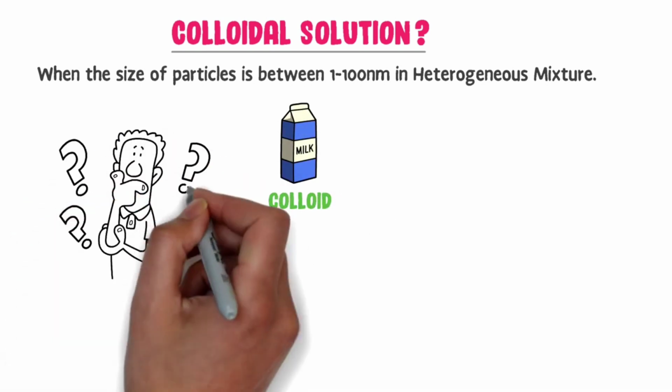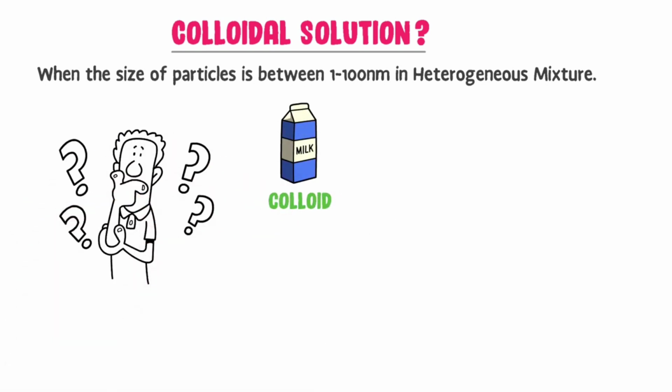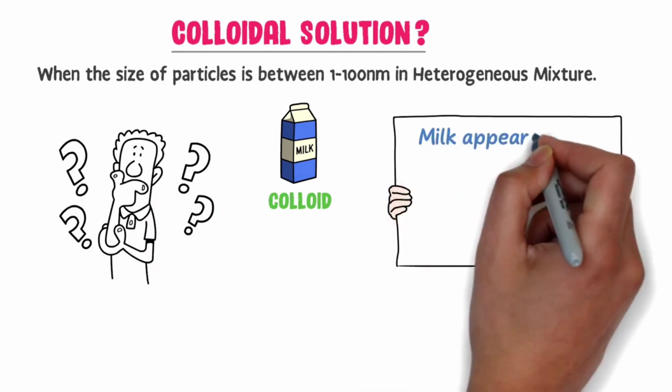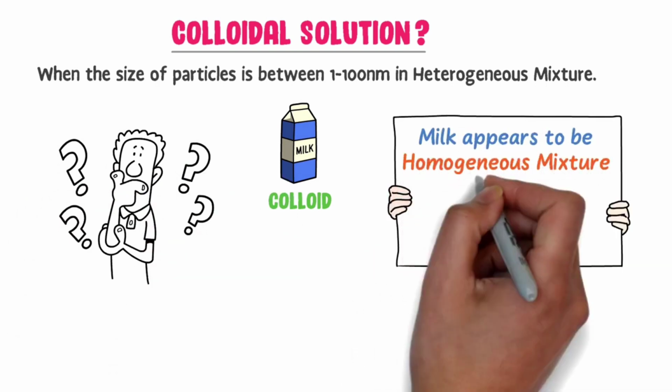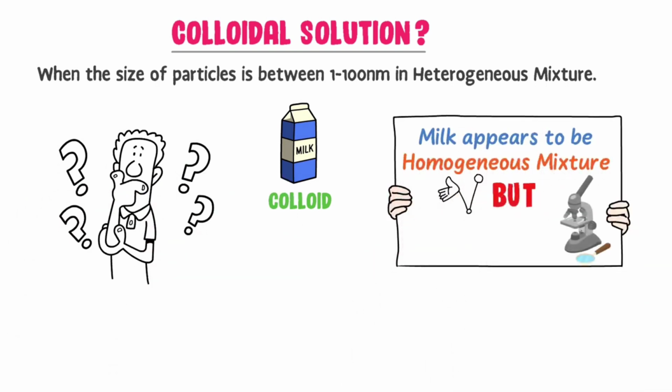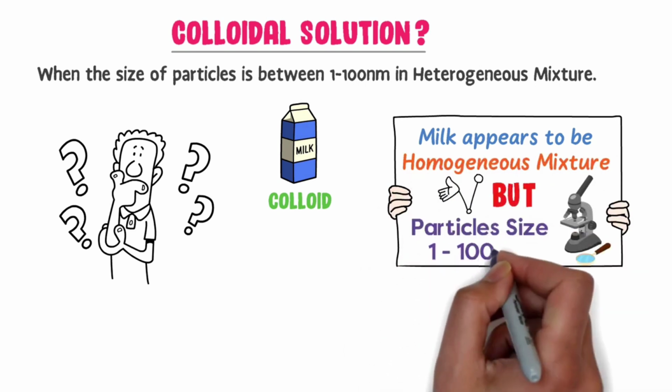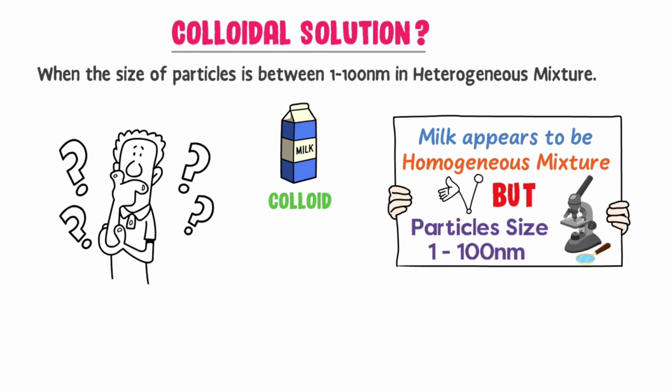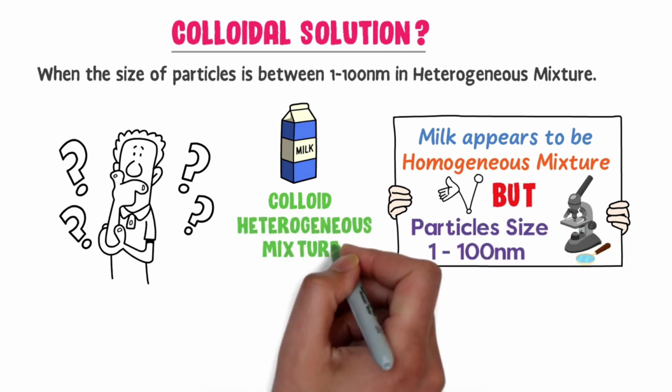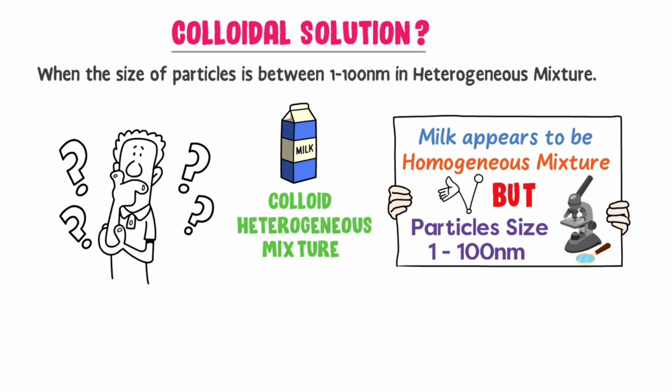Here, a lot of students are confused. Let me clear this confusion. The milk appears to be a homogeneous mixture, but its microscopic description reveals that its particle size is between 1 up to 100 nanometer. So this particle size makes it not only a heterogeneous mixture, but also a colloid or colloidal solution. Thus note down that colloids appear to be homogeneous, but it may not be the case.